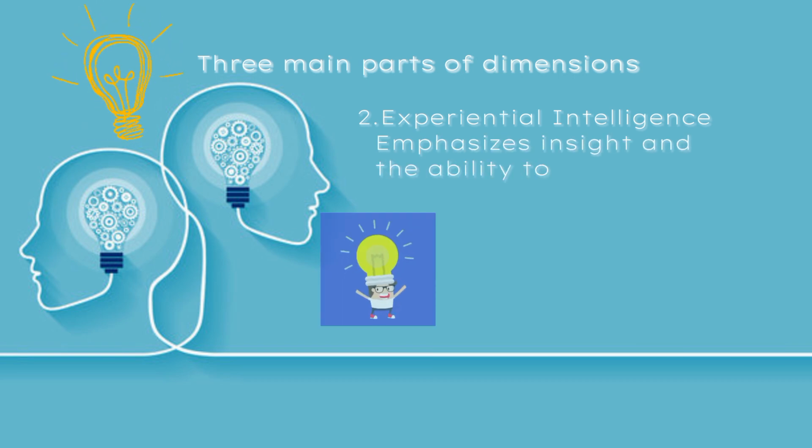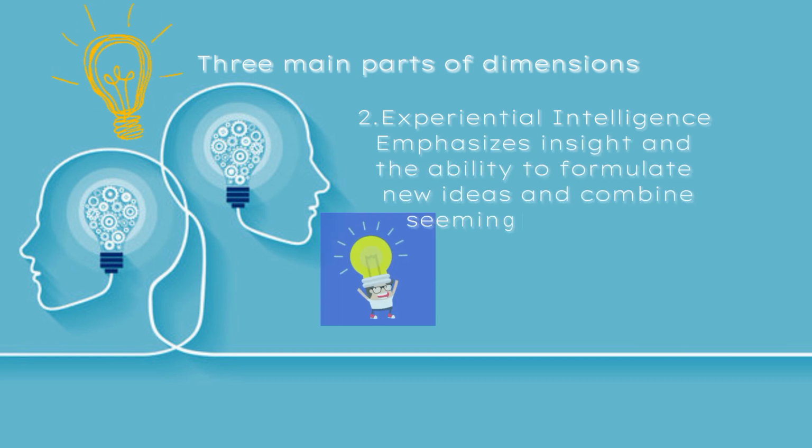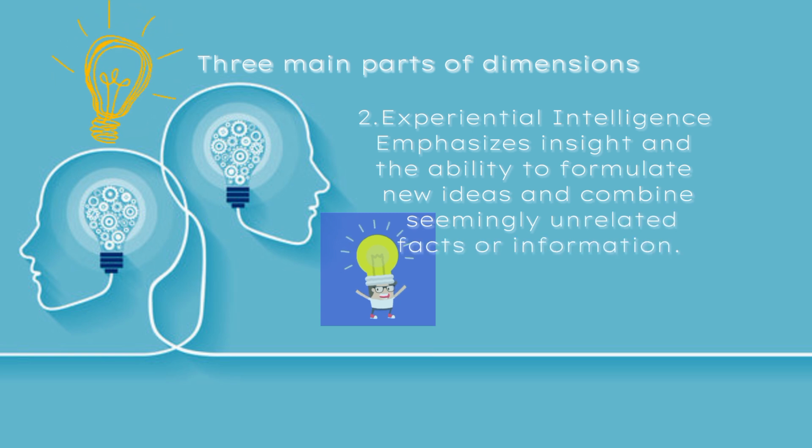Experiential intelligence. It emphasizes insights and the ability to formulate new ideas and combine seemingly unrelated facts or information. So, Sternberg emphasized the role of experiences. He says that the habitual, highly practiced ways of dealing with the environment are not true indicators of intelligence. Rather, it is the way a person responds to an event that is new, novel, unexpected, that shows how smart he or she is. It makes a person able to apply their existing knowledge to new problems. That is the experiential intelligence.